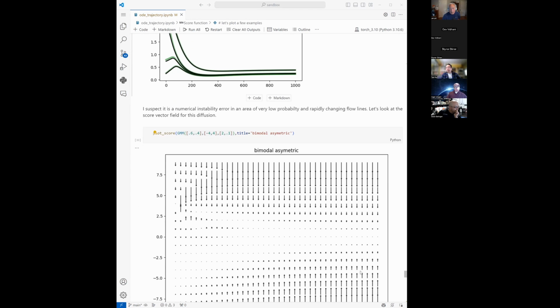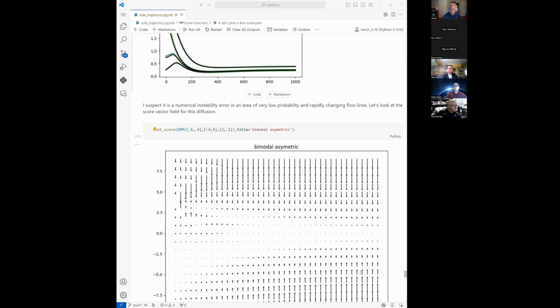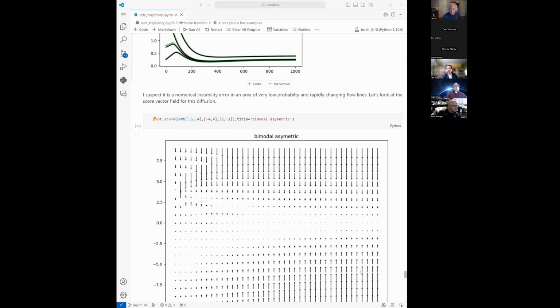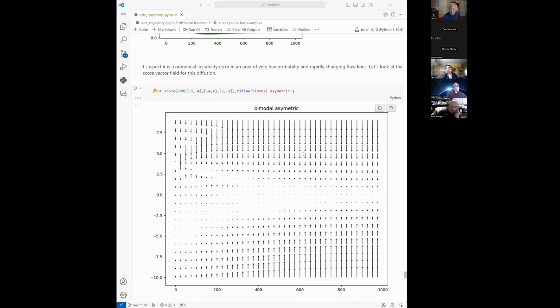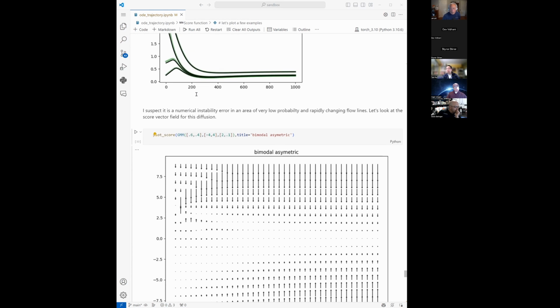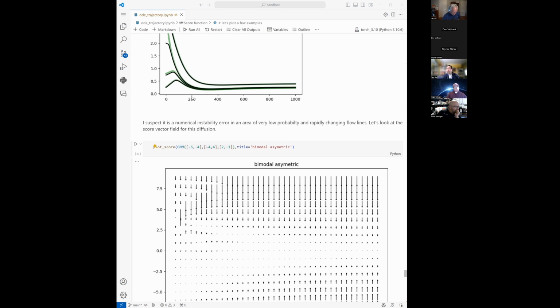I'm not sure I completely get the link back to the score function, but they seem to be saying the same thing. I did plot the score vector field for this particular combination of parameters that is yielding this strange result up here.